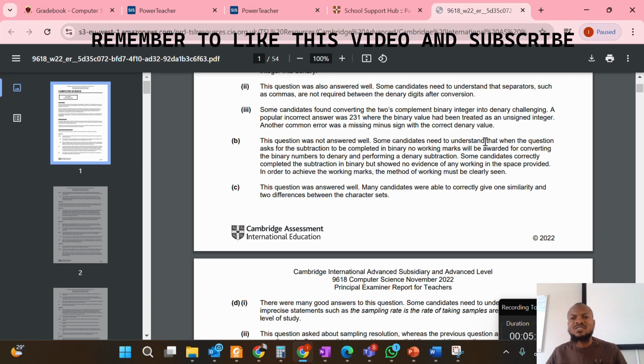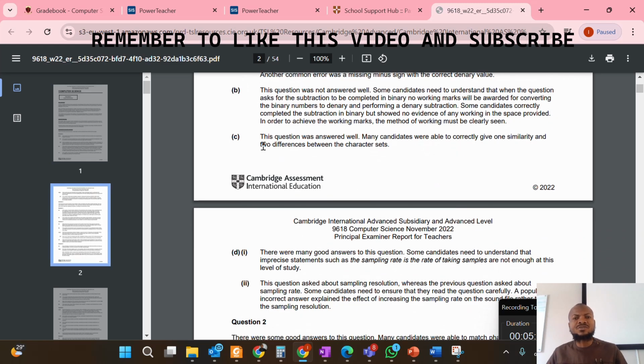Some candidates need to understand that when the question asks for the subtraction to be completed in binary, no working mark will be awarded for converting the binary number to denary and performing a denary subtraction. Some candidates correctly completed the subtraction in binary but showed no evidence. Can you see? If there's no evidence, you won't get the mark for working. In order to achieve the working mark, the method of working must be clearly seen. I hope this is understood.